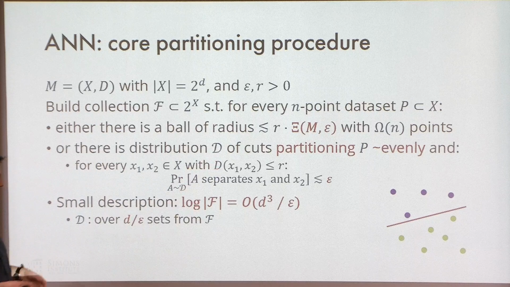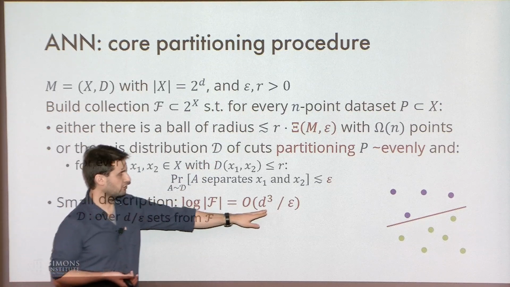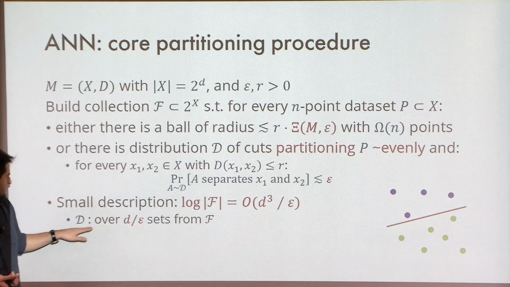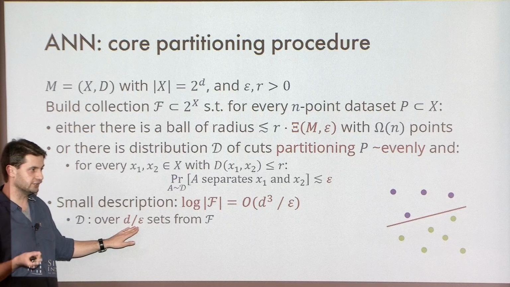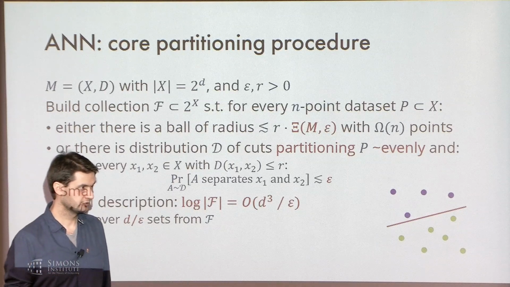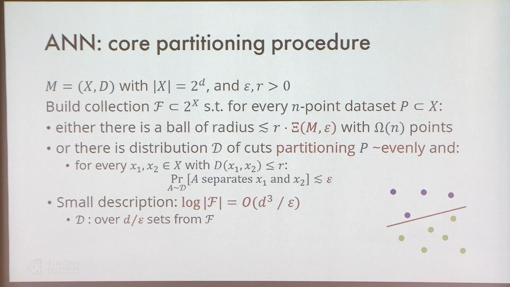So in particular, log of F is polynomial in dimension, and D is over d by epsilon sets from F. In particular, this means the distribution D can be described with polynomial in dimension size. So the description complexity of the distribution D is small.